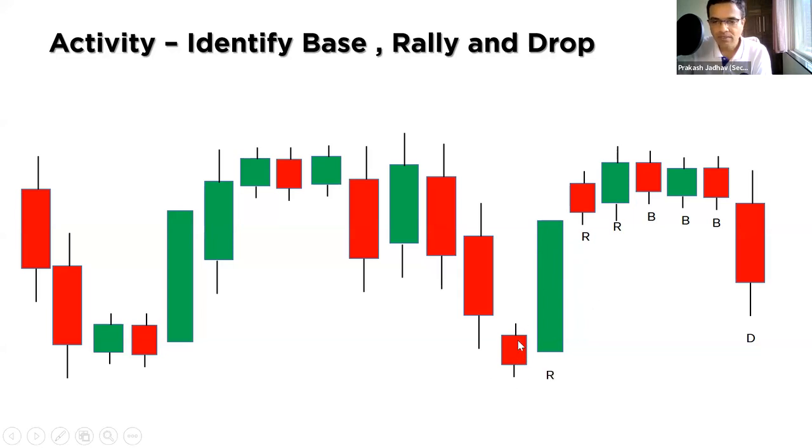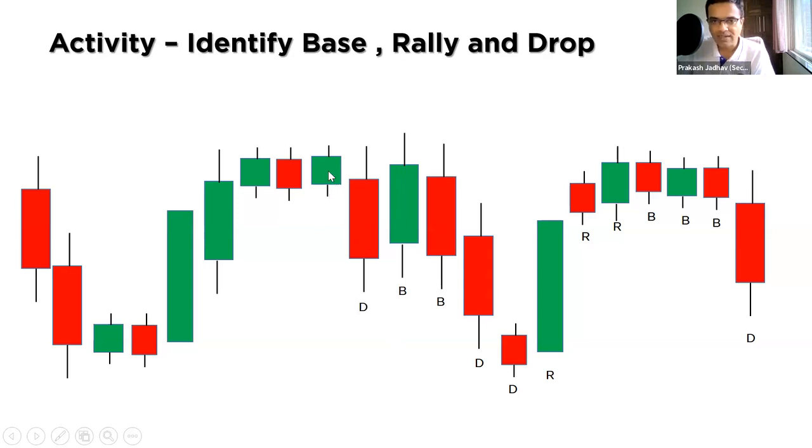What about this candle? This candle's close is here, which is below the low of the earlier candle. This is a drop candle. This candle's close is here, which is below the low of this candle. So this is a drop candle. What about this candle? This red candle closes here, which is within the range of low and high. This is a base candle. Similarly, this candle closes here, and this close is within the range of the high and low of the left candle. This is a base candle. This candle closes here, so this close is below the low of the earlier candle. So this is a drop candle.